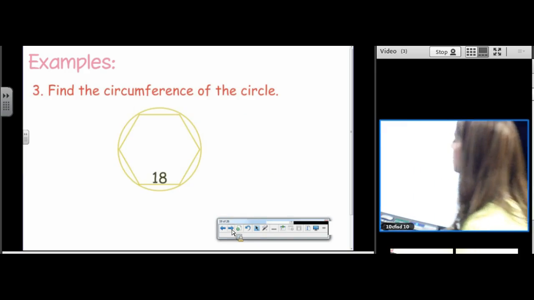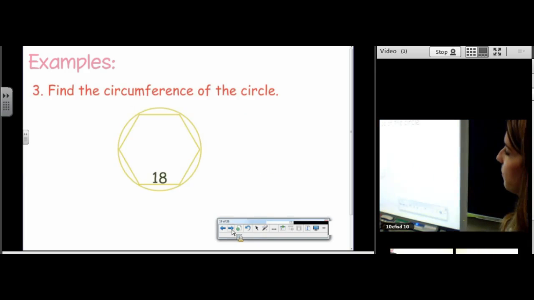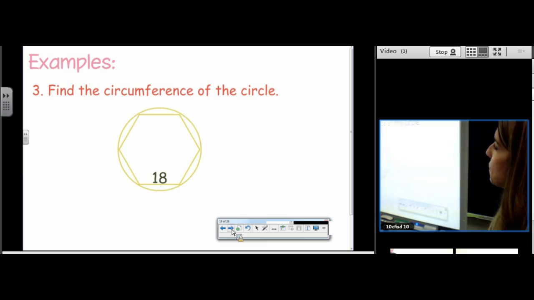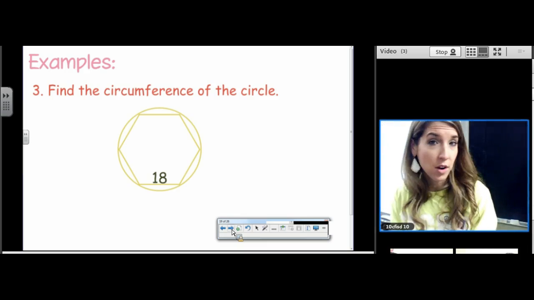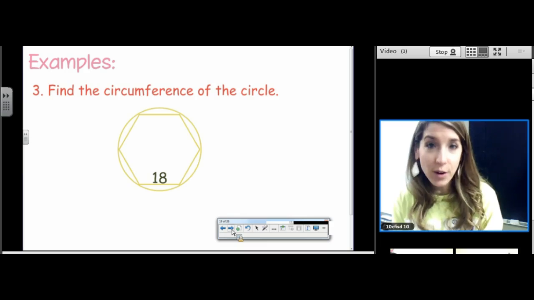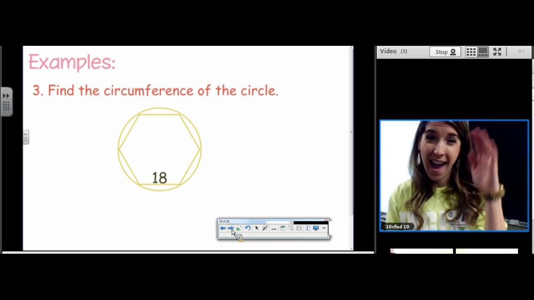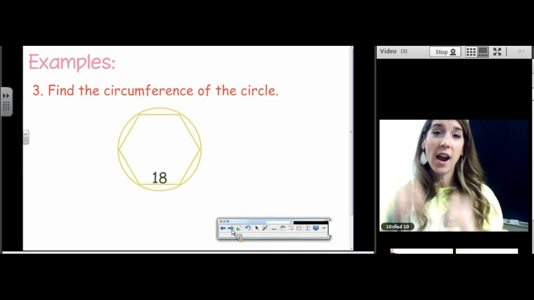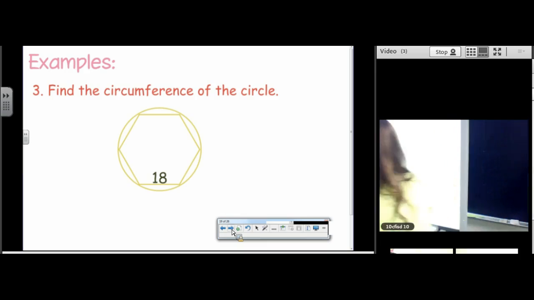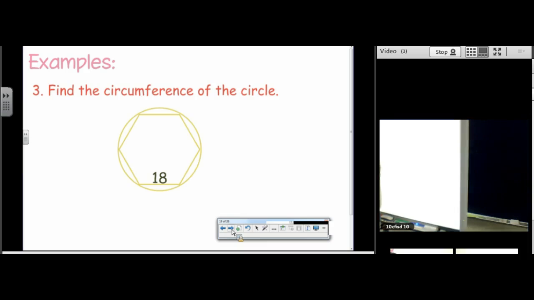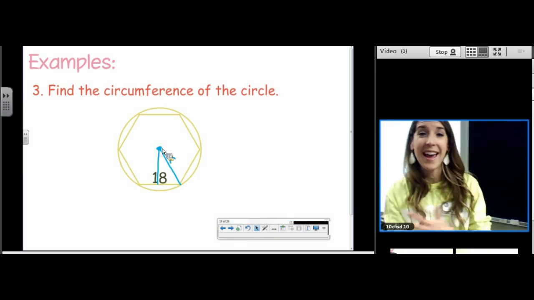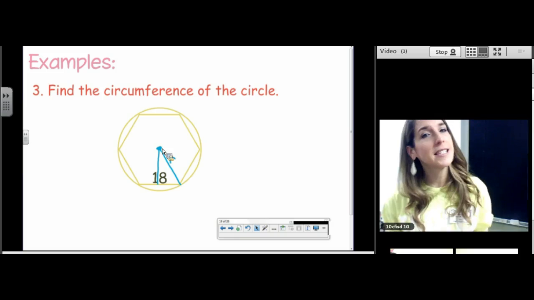Find the circumference of the circle. For circumference, you need a diameter or a radius. We have neither of those. So we're probably going to need to draw our little apothem radius triangle. Okay? So let's go ahead and sketch the apothem and the radius. We are looking for r. We need the radius. Is this one a special case or not a special case? Is it 30, 60, 90 or not?